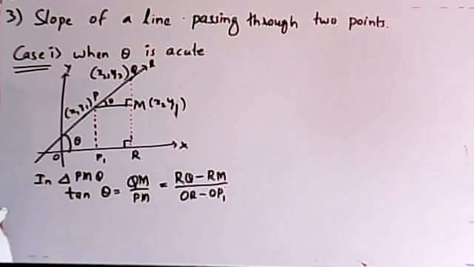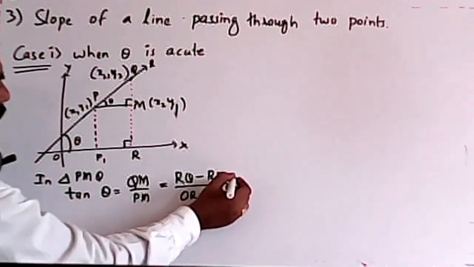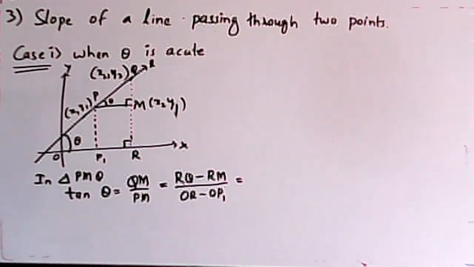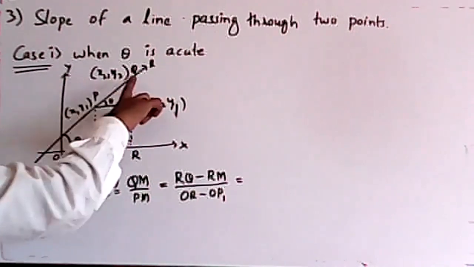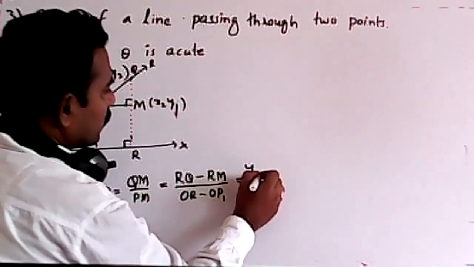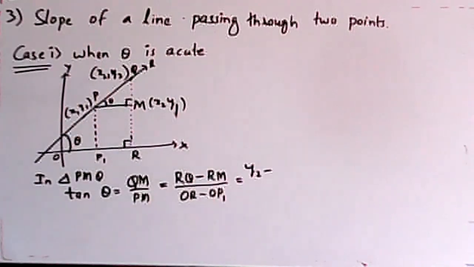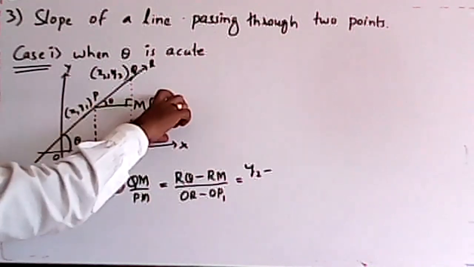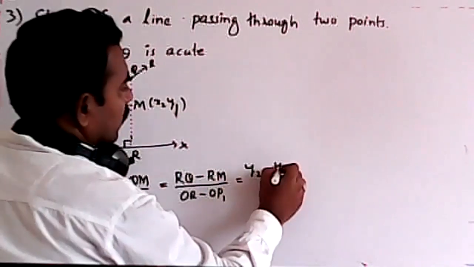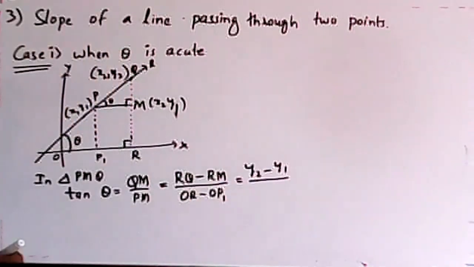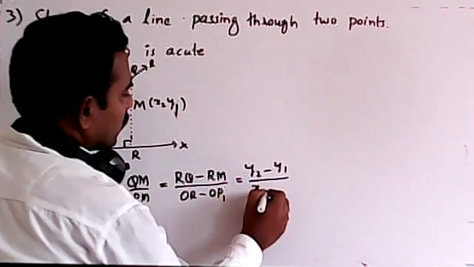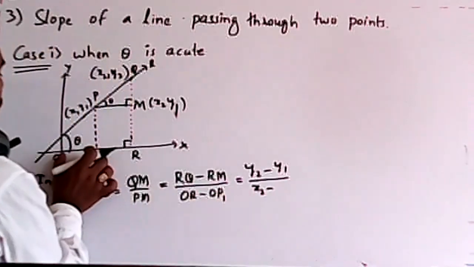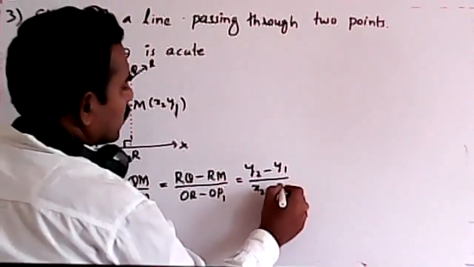Then you write RQ. Where is RQ? This much portion. How much is it? Y2. That is Y2. RM, it is this much portion, nothing but Y1. OR, from here to here, how much is it now? X2 it is. And OP1, this much, is X1.